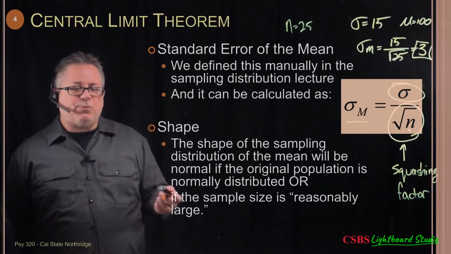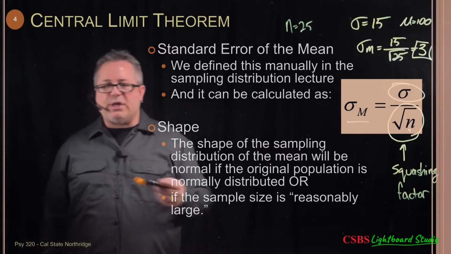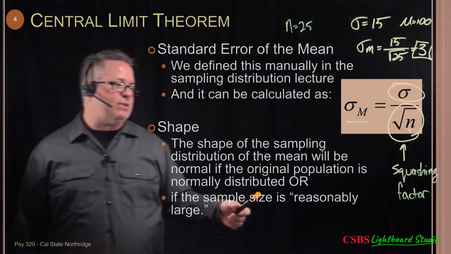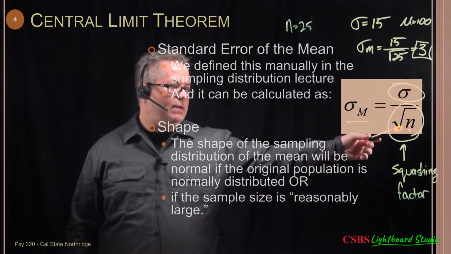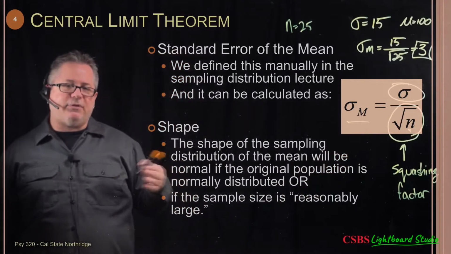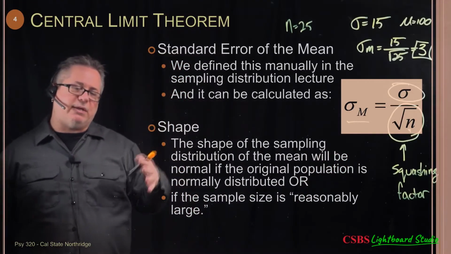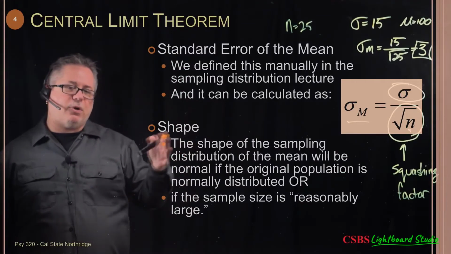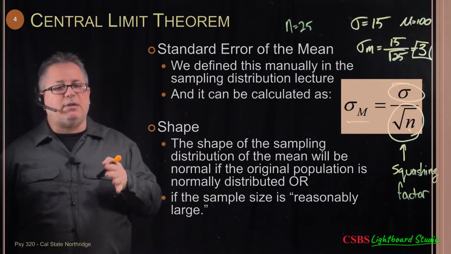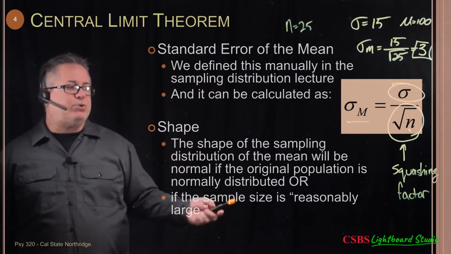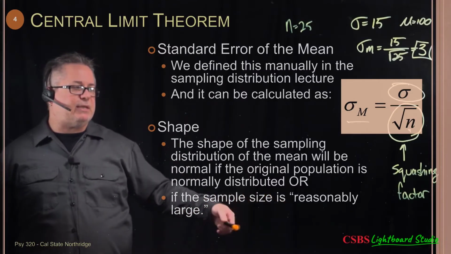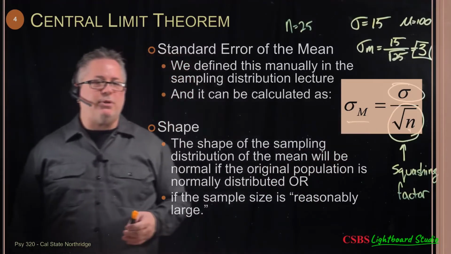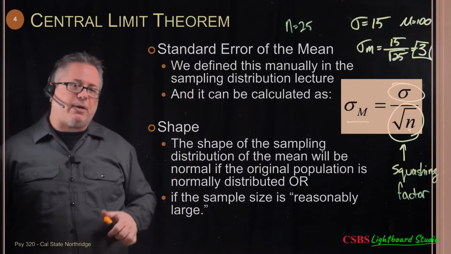Most of the time we don't know what the shape of the population is, so we need to make sure that we have a reasonably sized sample, that our n is big enough. And what is big enough? That's what I mentioned before. It depends on where you read. I've seen it at 20, 25, 30. So somewhere at least 20, an n of 20 or more will get you to a reasonably sized sample so that the sampling distribution of the mean will be normal regardless of what the population looks like.